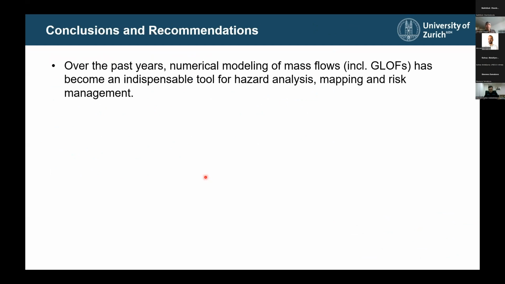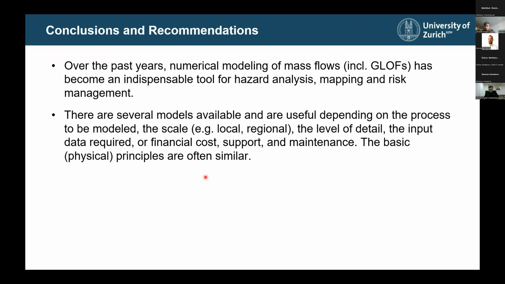My conclusions and recommendations. Over the past years, numerical modeling of mass flows, and this includes landslides, debris flows, mud flows, avalanches, and GLOFs, has become an indispensable tool for hazard analysis, mapping, and risk management. This has evolved very strongly over the past years. We have seen there are several models available, and they are useful depending on the process to be modeled. So mud flow, avalanche, not all the models work for all different processes, of course.